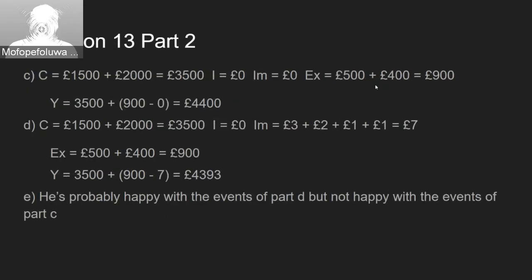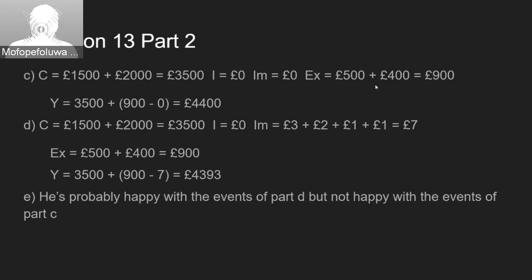For part C, he stops importing completely, but then he continues to export his 500 pounds worth of fish, and he also exports his 2 huts that were stolen from him. This means that his GDP goes back to 4,400 pounds.